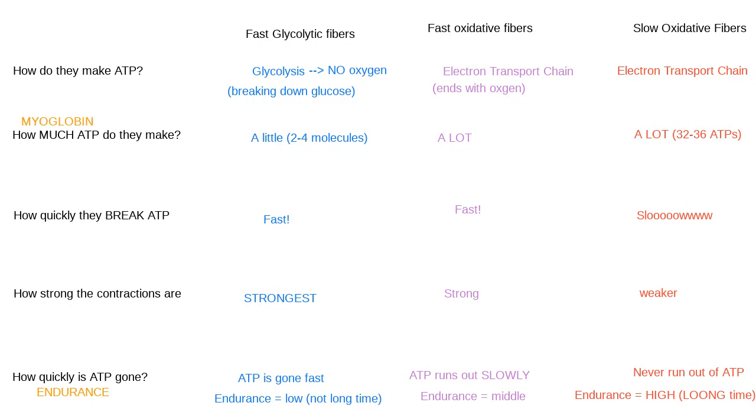Myoglobin. Okay, so myoglobin is the little brother of the protein hemoglobin. What does hemoglobin do in the body? What was the job of hemoglobin? Yeah, exactly. Hemoglobin is the protein found inside red blood cells that helps them to transport oxygen. So myoglobin is the protein inside skeletal muscle cells that helps them to have oxygen.